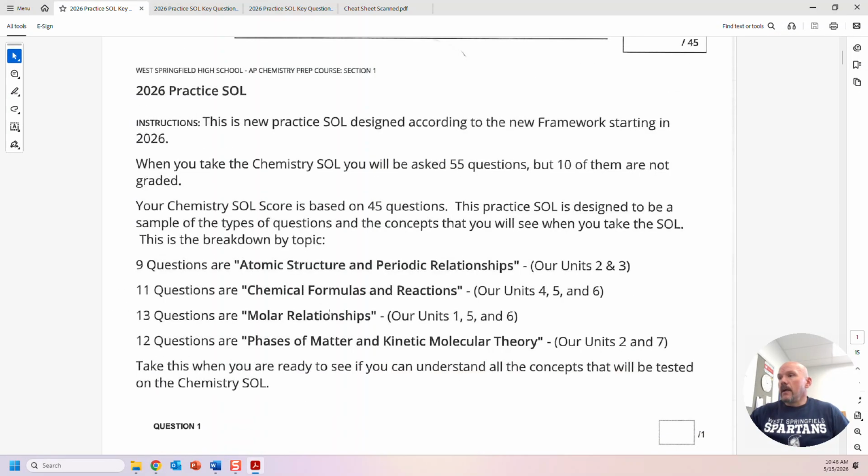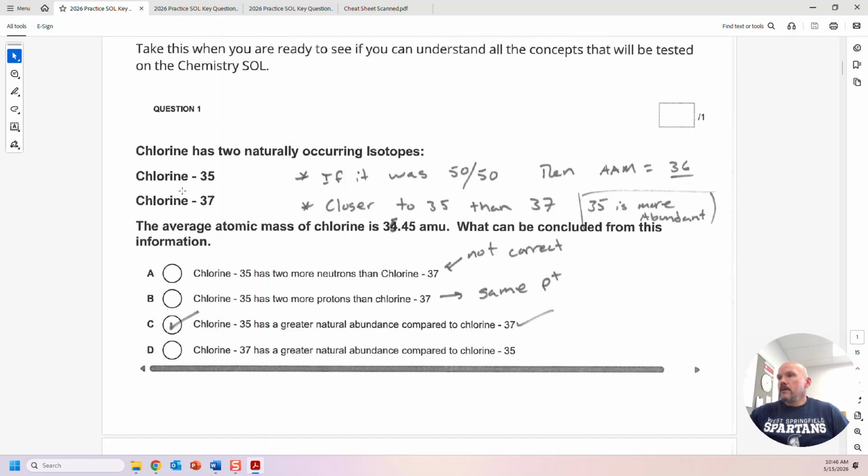I got some notes here. So understand how average atomic mass works. It's a weighted average, kind of like how your chemistry grade is come up with at the end of the year. Your grade book is 85%, and your final exam and IRP is worth 15%.